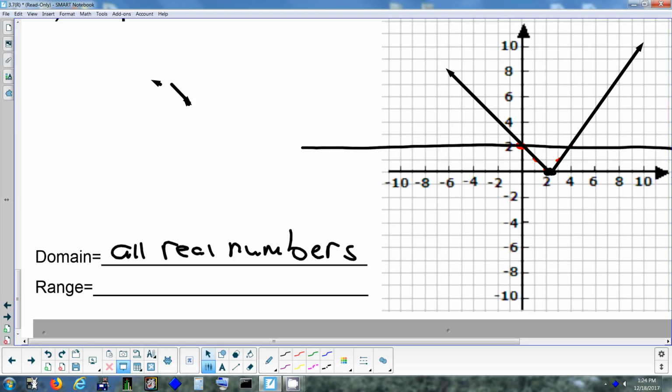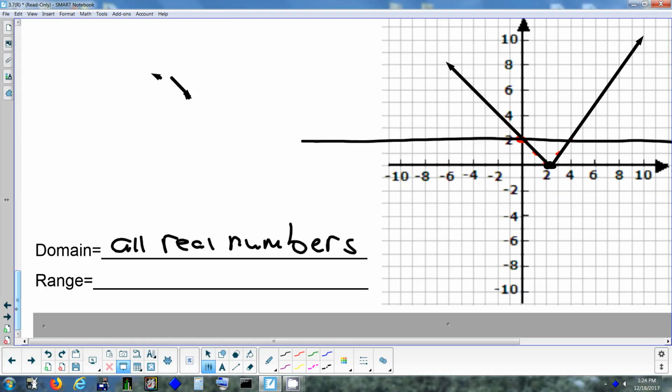The 2 that's on the line is up and down, that's the y-axis, not the x-axis. Is 0 the lowest? No, 2 is the lowest. Up to how high? Infinity. Those arrows keep going up. So the range is from 2, as high as you want to go.